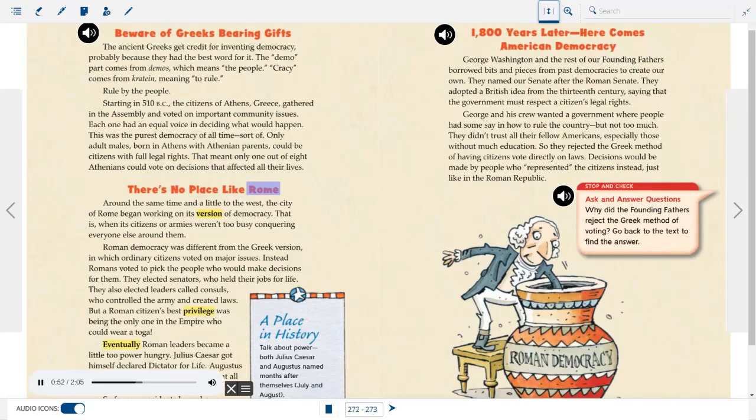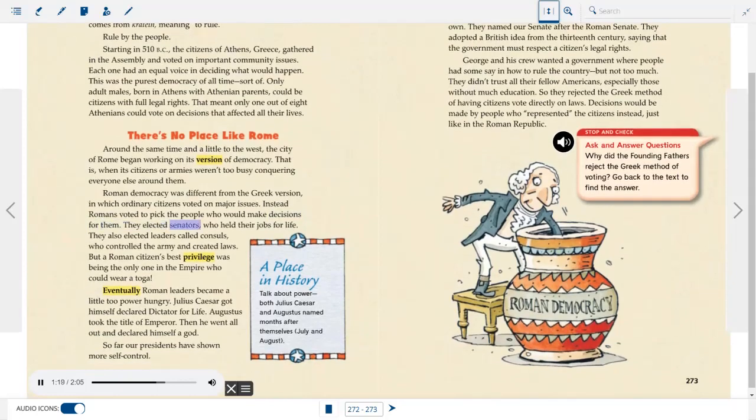There's no place like Rome. Around the same time, and a little to the west, the city of Rome began working on its version of democracy. That is, when its citizens or armies weren't too busy conquering everyone else around them. Roman democracy was different from the Greek version, in which ordinary citizens voted on major issues. Instead, Romans voted to pick the people who would make the decisions for them. They elected senators, who held their jobs for life. They also elected leaders called consuls, who controlled the army and created laws. But a Roman citizen's best privilege was being the only one in the empire who could wear a toga.